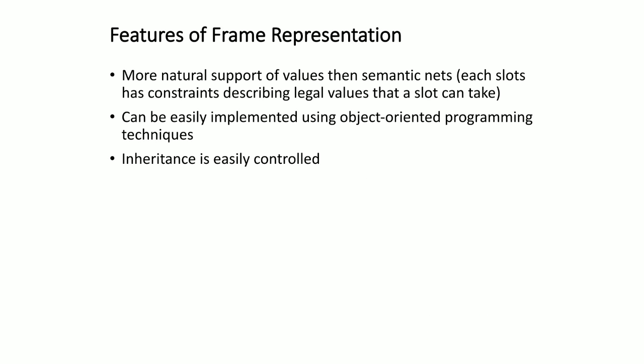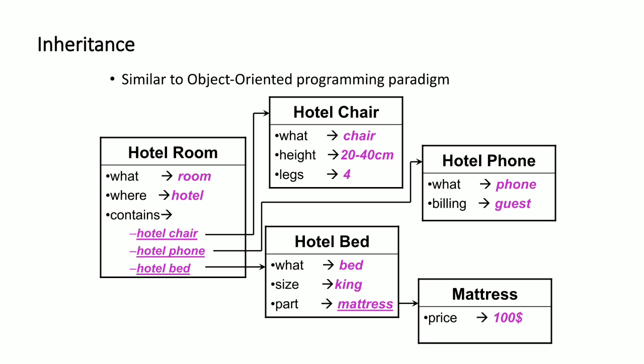What are the features of frame representation? It supports values more naturally than semantic nets. It can easily be implemented using the OOP concept, that is object oriented programming, and inheritance is easily controlled. You can see this inheritance concept here. It is similar to the object oriented programming paradigm.